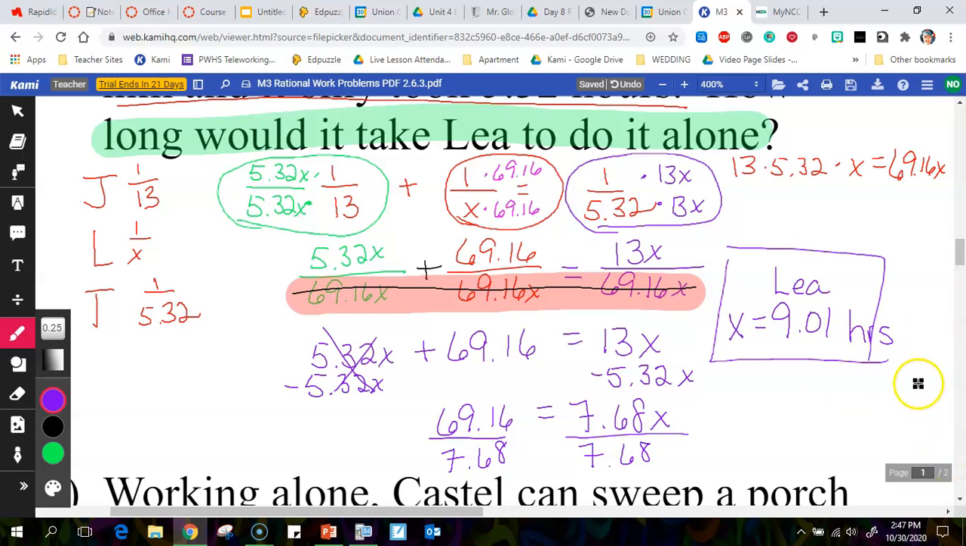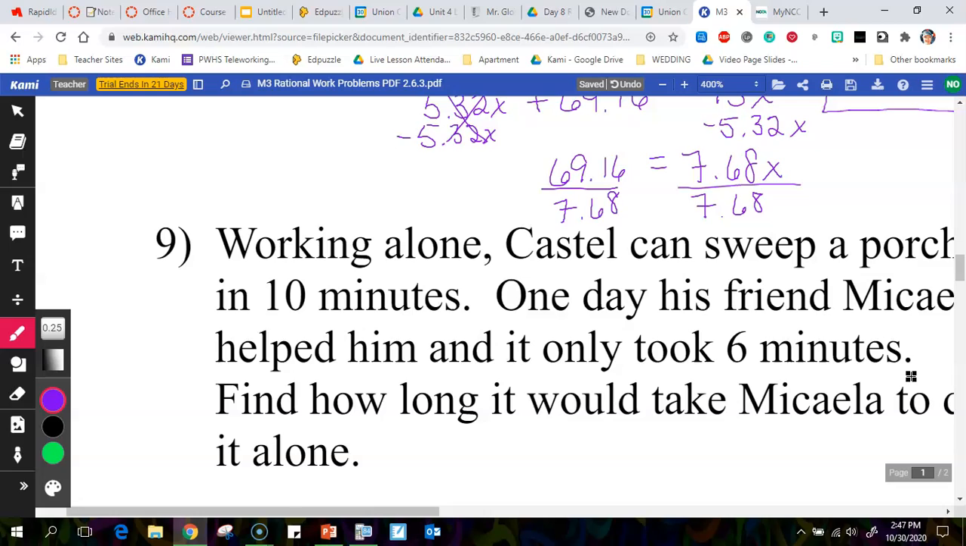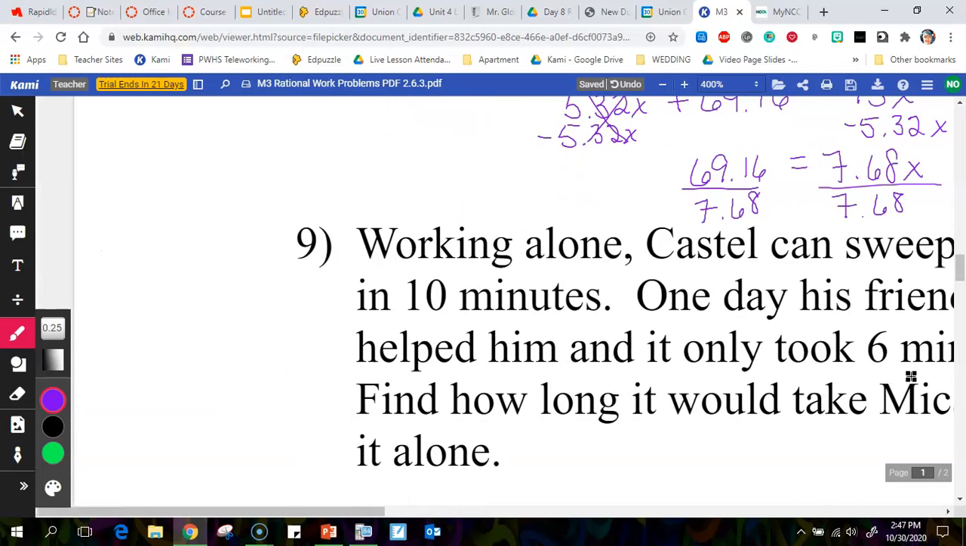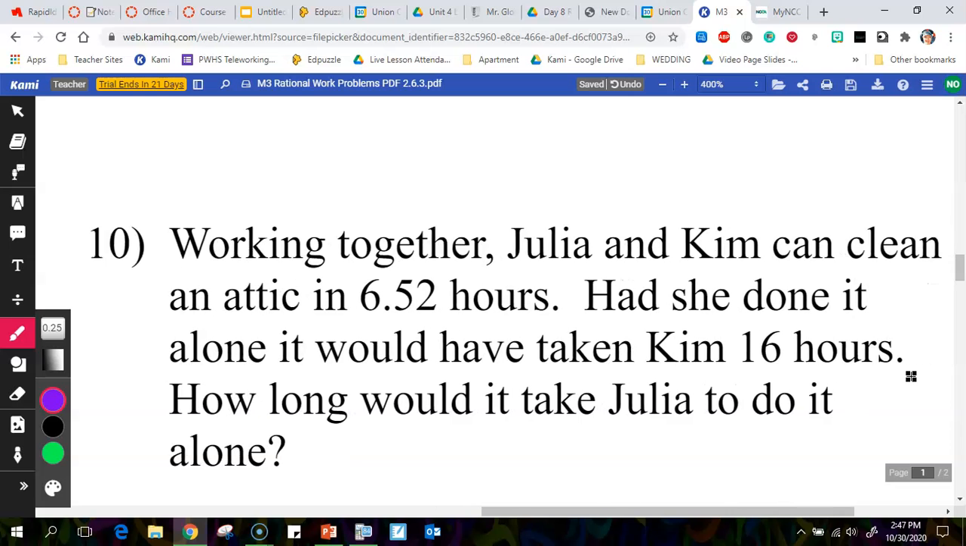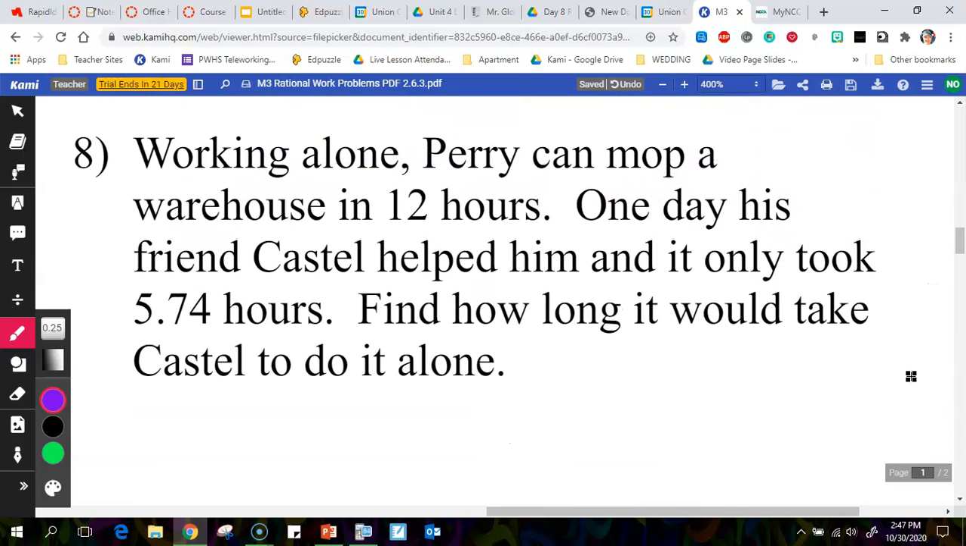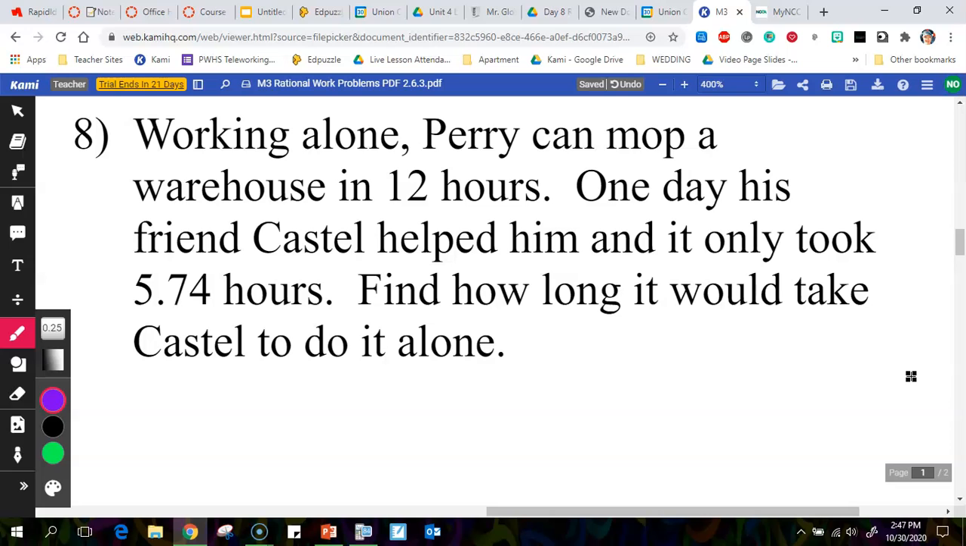I see I've got a problem right here, number 9. Oh, okay. Same characters or same people in the problem, but different numbers. Perry can mop the warehouse in 12 hours. Perry is 1 over 12. I'm going to do this horizontally this time. We want to know how long it would take Castell to do it alone. So Castell is my plus. Castell is the 1 over x.